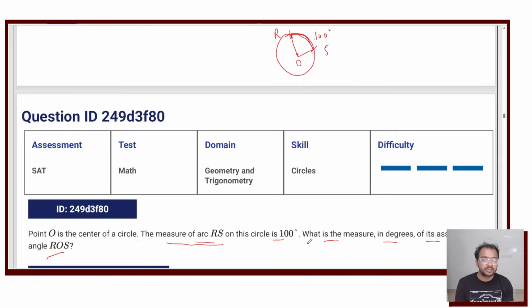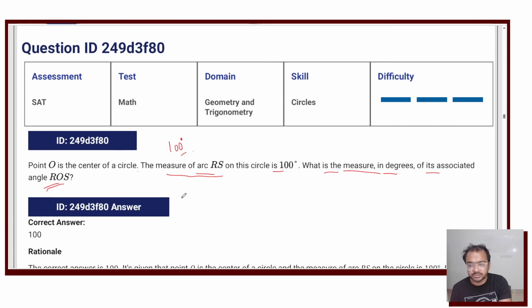The measurement of the arc is 100. What is the measure of the angle associated? So the angle associated with this arc RS will be the same as the measurement, 100. So it's going to be 100 degrees only. So no calculation, just basic knowledge of the definitions is required.